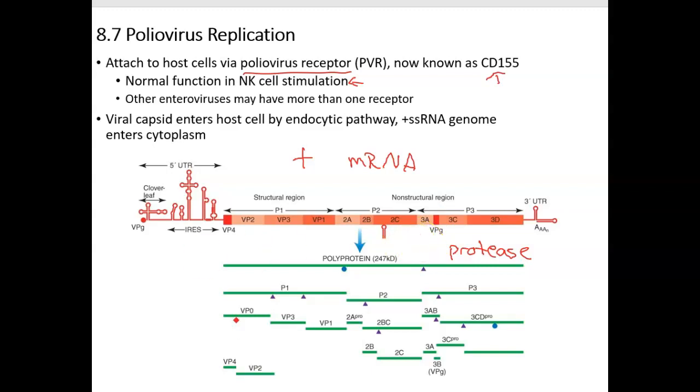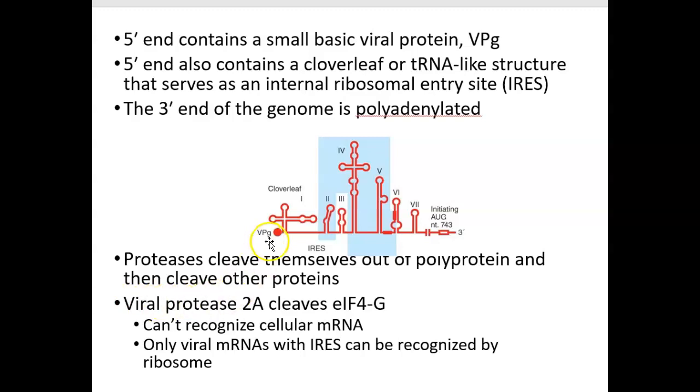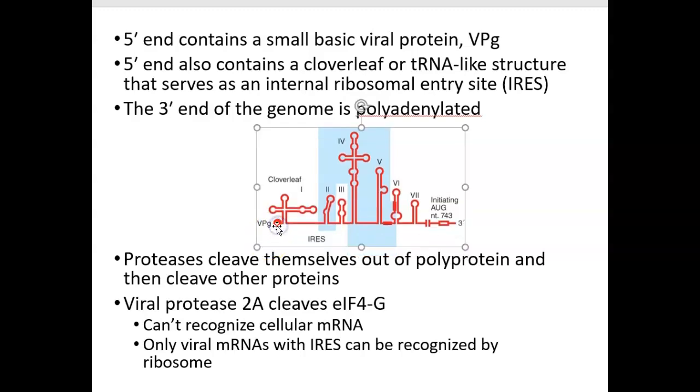So looking at the next slide here, if we zoom in on the 5' end, this little circle here is a small viral protein that's associated with the genome, so VPg. And this protein has to be associated with the 5' end of the genome in order for proper replication. We'll talk more about that during the replication cycle, when it's essential, in just a couple minutes.